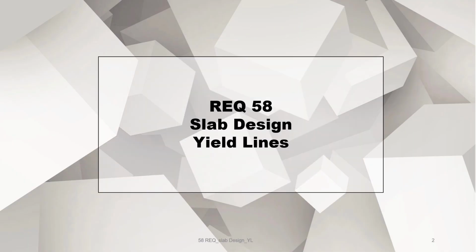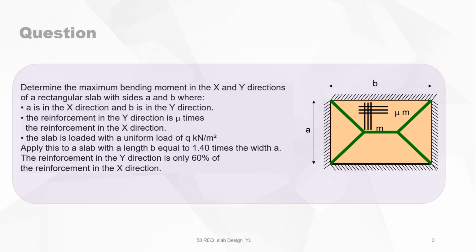Real exam question. This is question 58 about slab design with yield lines. Determine the maximum bending moment in the X and Y directions of a rectangular slab with sides A and B, where A is the X direction and B is the Y direction. The reinforcement in the Y direction is mu times the reinforcement in the X direction. The slab is loaded with a uniform load of q kilonewton per square meter in ELS persistence.